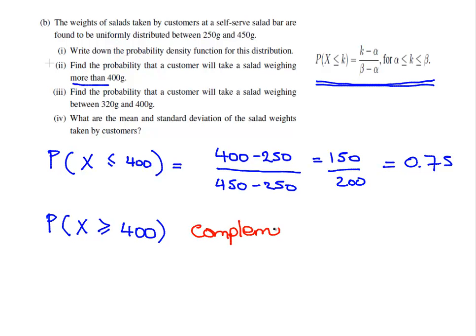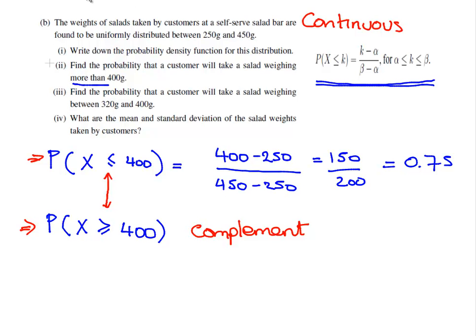Just as a remark, why is it the complement? Why are these two signs complements of each other? Because uniform is continuous. The uniform is a continuous distribution. So that's why we write the complement of this as this. That's a very important matter there.